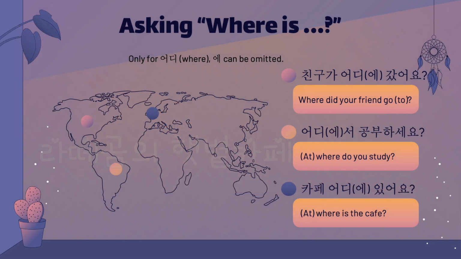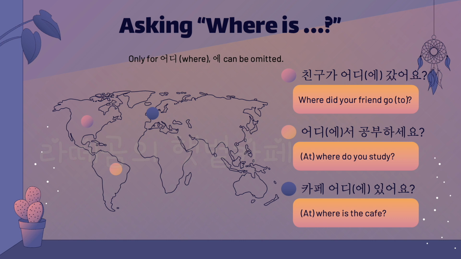Now we're going to learn how to ask where something is. We are using the 에 particle again. And only when using 어디, 에 can be omitted. But for our learning purposes, we're going to use it. So the first one, we're trying to ask, where did your friend go to? 친구가 어디에 갔어요? You could omit the 에 if you wanted to. 친구가 어디 갔어요?